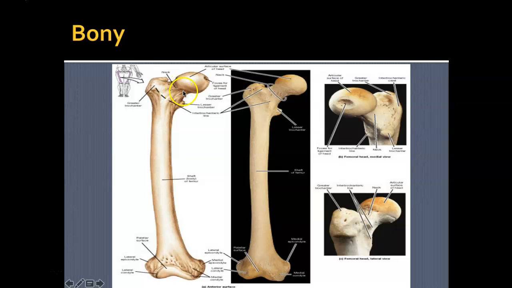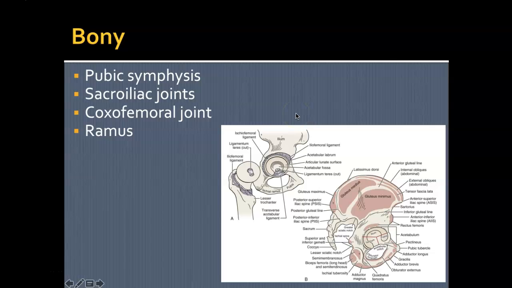And then finally, what we have is the head of the femur. And the head of the femur is extremely important, again, because it's going to articulate with the acetabulum. And it's what's responsible for creating those osteokinematic motions, right? Those large, gross movement motions at the hip joint. So as we progress, let's go ahead and talk a little bit more about the bony nature of the hip.